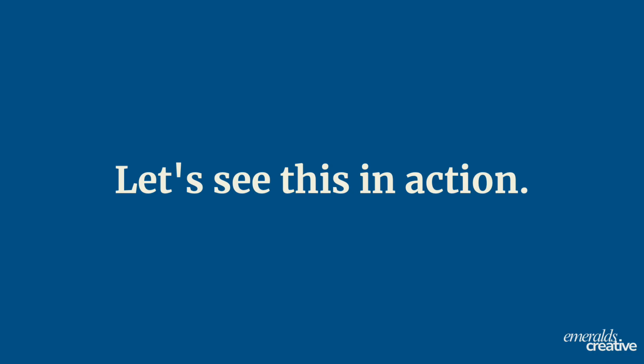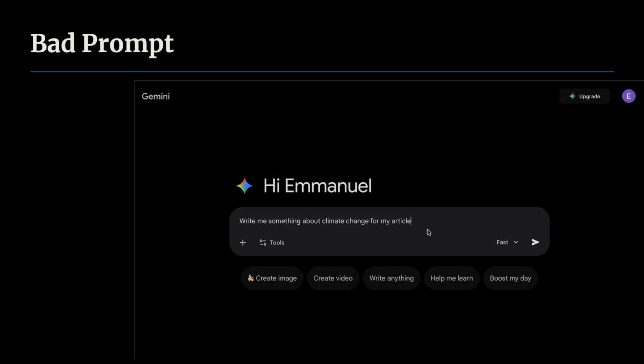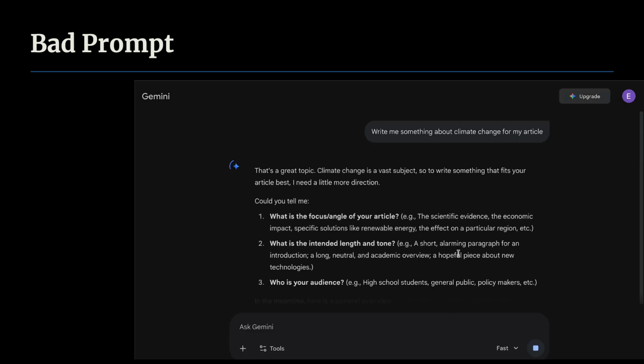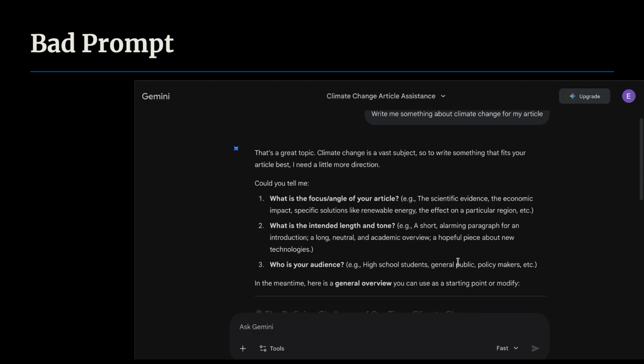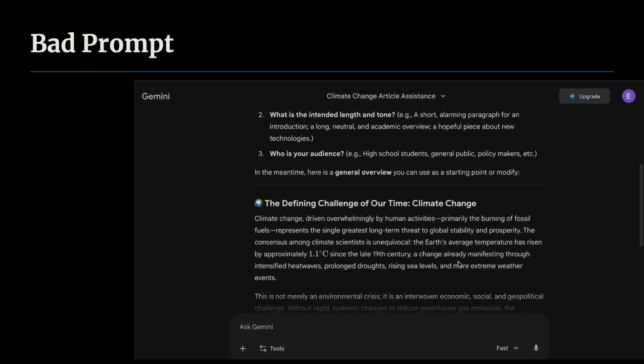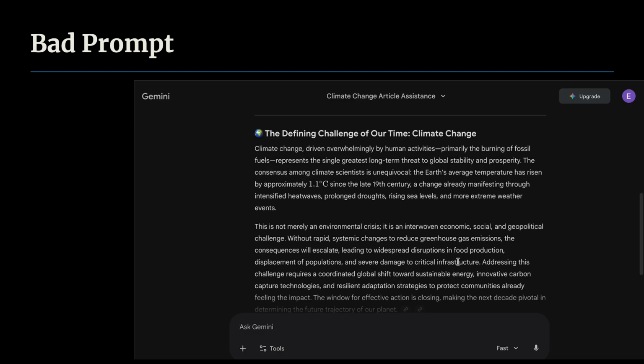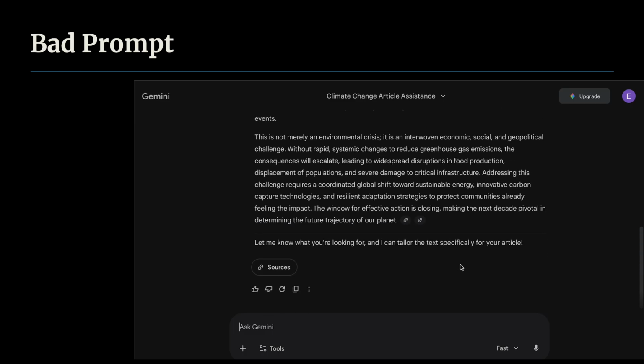Alright, that's the theory. Now let's see what these look like in practice. I'm going to show you 2 prompts. Same general topic, very different results. Here is a bad prompt: "Write me something about climate change for my article." Look at what comes back. It's kind of generic, it's broad, but it doesn't know what angle you need, what audience you're writing for, how long it should be, or what formats would help you. So the AI is guessing, and when it guesses, sometimes you get something you can't use.